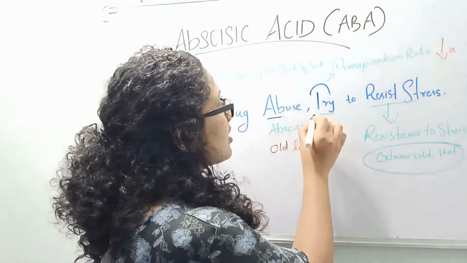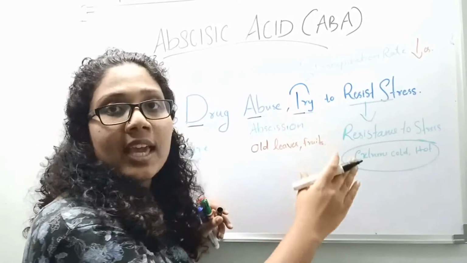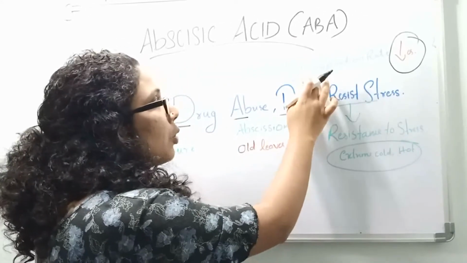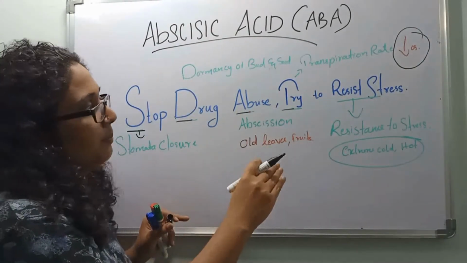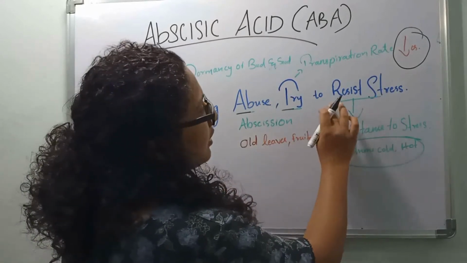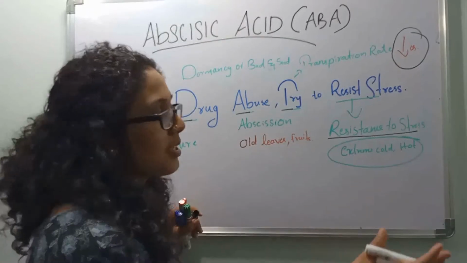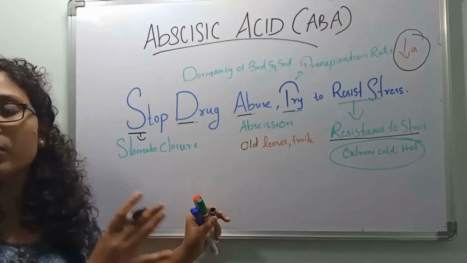And this T is for transpiration rate. That is, abscisic acid decreases transpiration rate. As the stomata are closed, the transpiration rate of the plants decreases. And this phrase, resist stress, is for resistance to stress, that is, stress like extreme cold and heat. These are the main functions of abscisic acid.